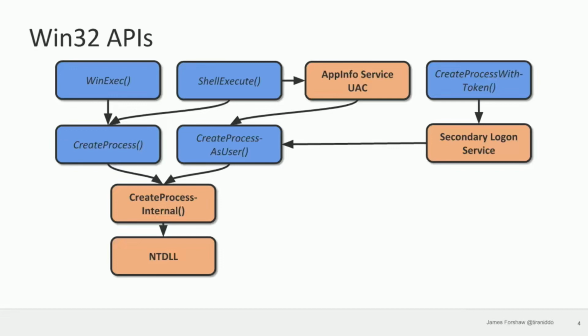Then there's other stuff. There are various services which will get involved if you call certain things. For example, the UAC, or AppInfo service, is responsible for elevating processes on Vista and above. If you call ShellExecute, it will automatically feed off to that AppInfo service, but there is no documented interface to calling that other than via ShellExecute. And then there's things like the secondary logon service for using CreateProcessWithToken. But all that taken into account, everything then feeds down into one function, CreateProcessInternal, and then eventually ends up at ntdll, which ends up at the Windows kernel itself.